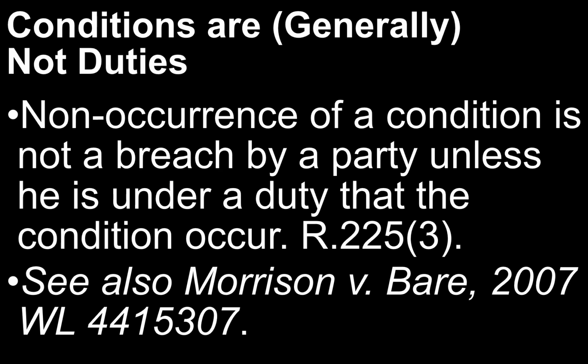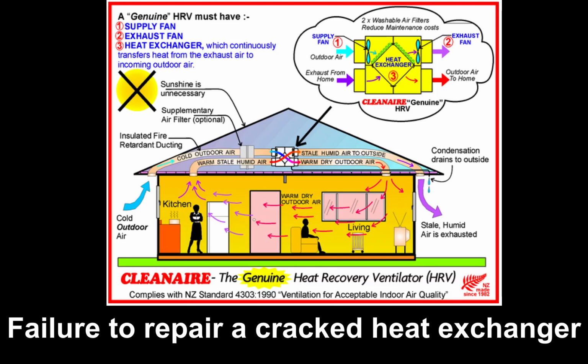Again, we'll look at the Restatement, and here we're on 225 sub 3. We learn in 225 sub 3 of the Second Restatement of Contracts that the non-occurrence of a condition is not usually a breach unless the parties intended there to be a duty that the condition occur. We have a case for this, and that is Morrison v. Baer. You may remember it as the case where we had a failure to repair a cracked heat exchanger.